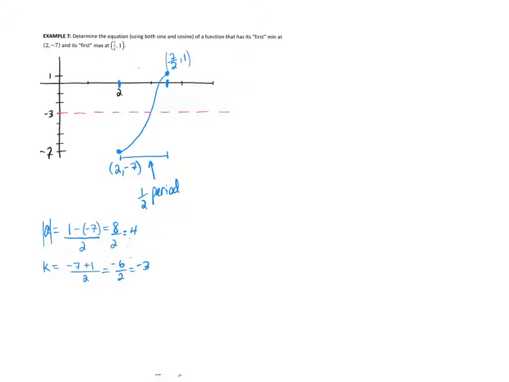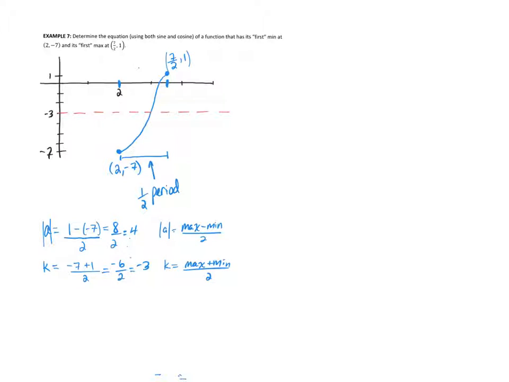So if you're looking for a formula, the absolute value of a can be found as max minus min over 2, where these are the y values of the maximum and the minimum, not the x values. And the k value can be found as the average between the two, which is max plus min divided by 2. If you want to try to memorize those, that's great. If you just understand what we're doing, though, you don't really need to memorize those.